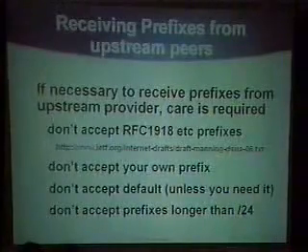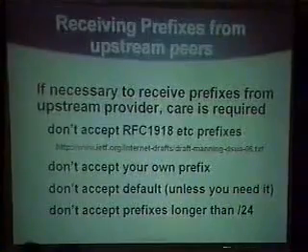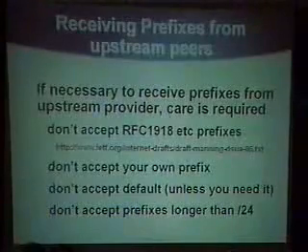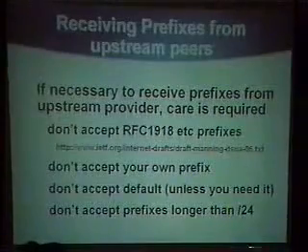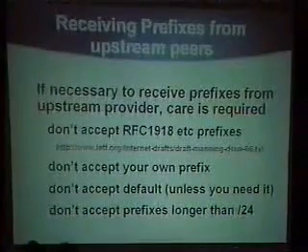Okay, if it's necessary to receive prefixes from your upstream provider, be careful. Don't accept RFC 1918 private address space. Private address space should not be connected to the internet, etc. Bill Manning's draft lists RFC 1918 addresses and a few others that shouldn't appear on the routing table.